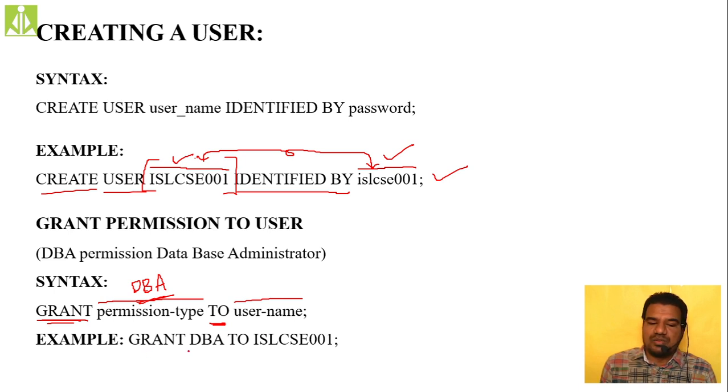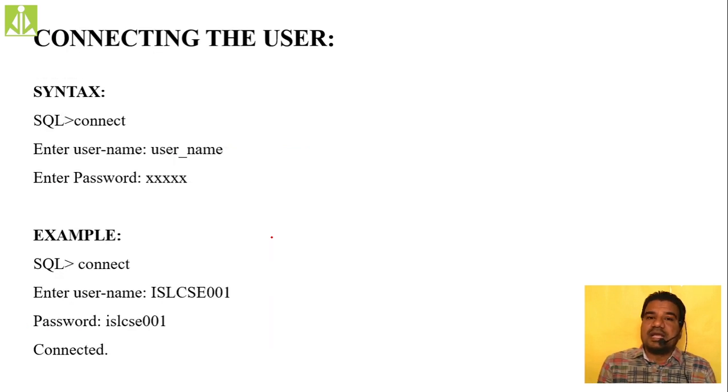The same thing I have written over here, you can see. GRANT is the command part, then DBA is the permission type, TO is a command part, then ISL CSC 001 is my username. So after creating the user, I am giving the DBA, database administrator, permission to him. Once he has the DBA permission, now he can log in to the database. So using these privileges, now we can get into our database. So this is creating the user and connecting the user.